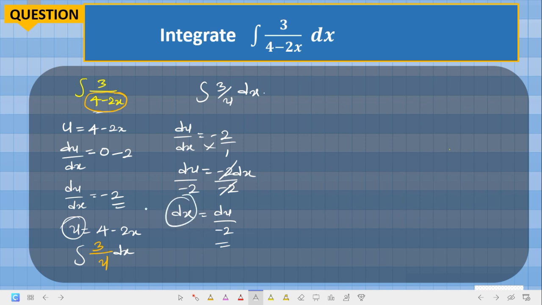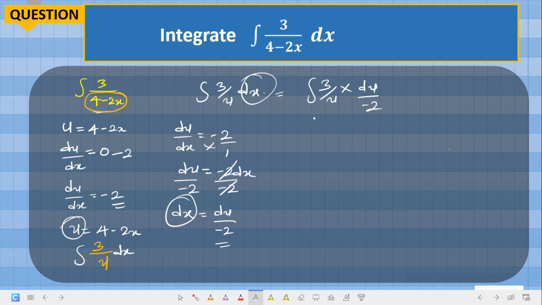So wherever you see ds, you can put du all over minus 2. So coming here again, we said this is the integral of 3 over u times, in place of ds, we can now put du all over minus 2. So this becomes du over minus 2.